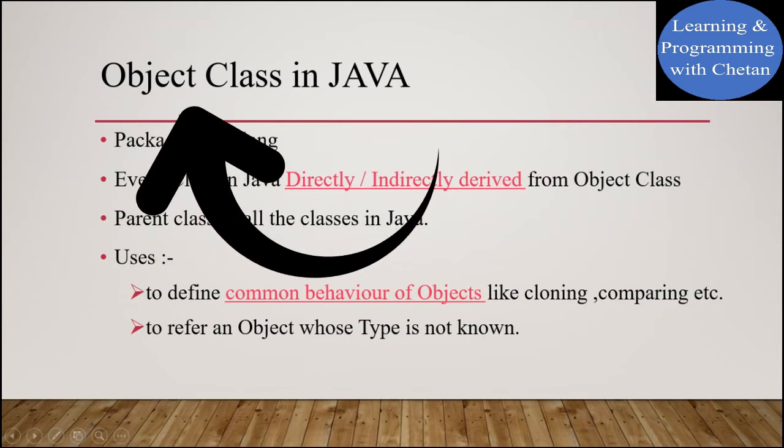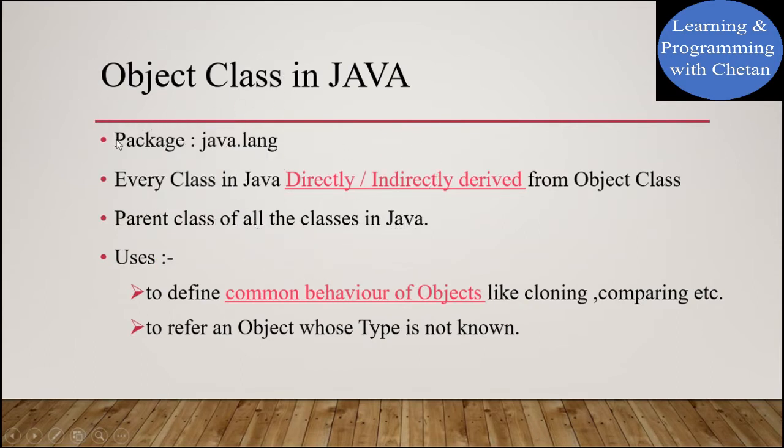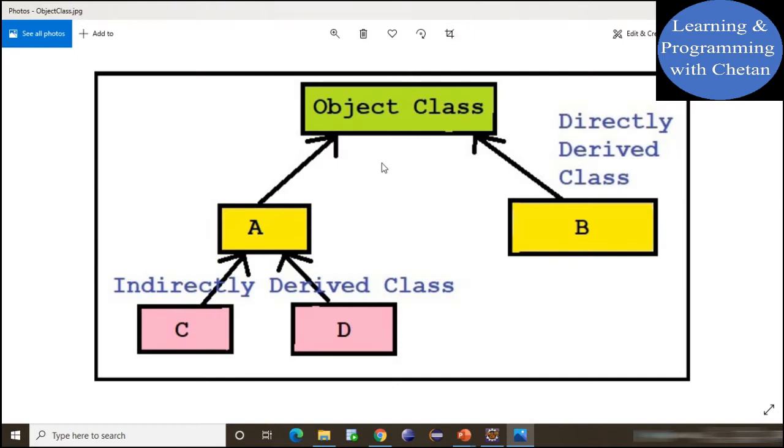So if we talk about the Object class, then it is a class which is present inside the java.lang package. And friends, I would like to inform you that every class in Java is directly or indirectly derived from the Object class. What I mean to say here is that the Object class is the superclass of all the classes.